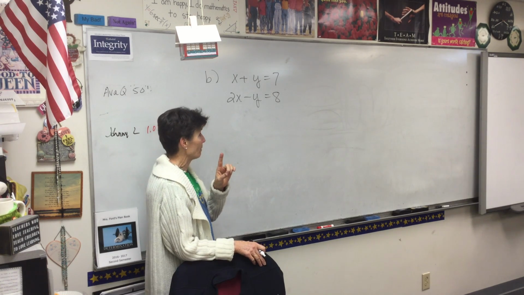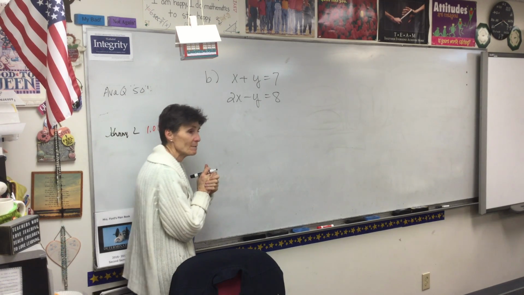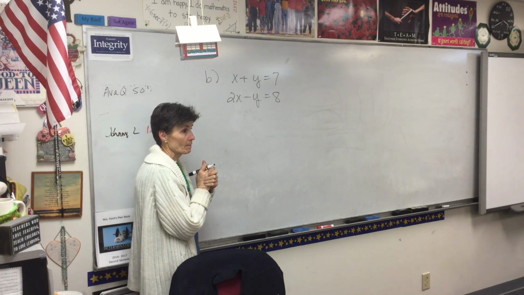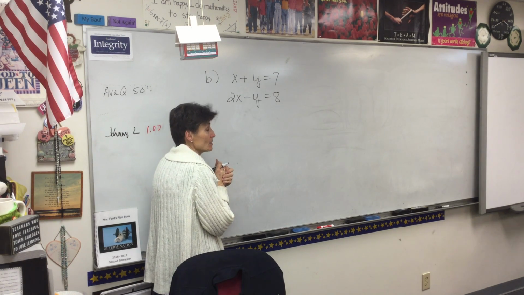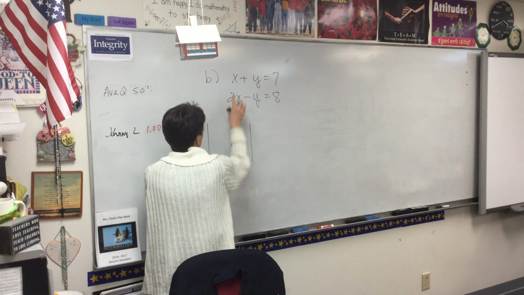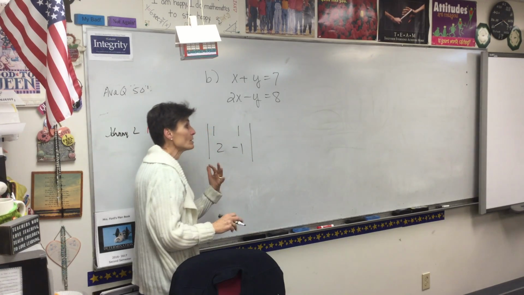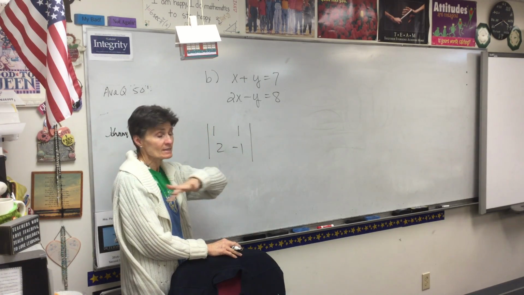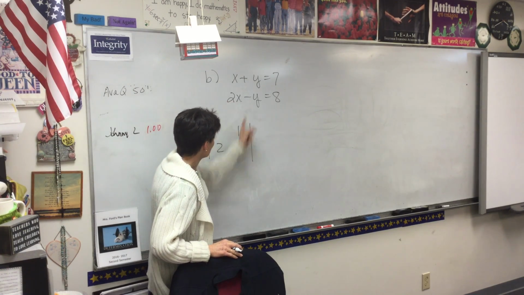We only did one problem. If we're doing Cramer's rule, does anyone remember how we begin? Make a determinant. Make a determinant of what? Just the x and y numbers, right? We call it the coefficient determinant. So 1, 1, 2, negative 1. Now notice, no letters in these determinants, just the numbers. So 1, 1, 2, negative 1.